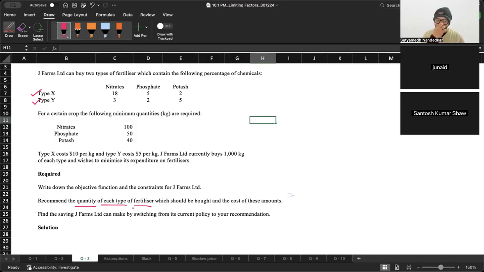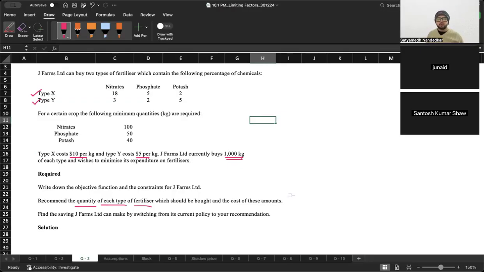ठीक है. So करंटली टाइप एक्स फर्टिलाइजर का कॉस्ट है 10 पर केजी. टाइप वाई फर्टिलाइजर का कॉस्ट है 5 पर केजी. It currently buys 1000 kg of each type and it wishes to minimize the expenditure on fertilizers.